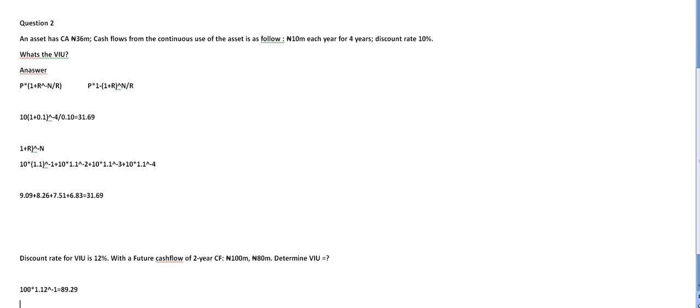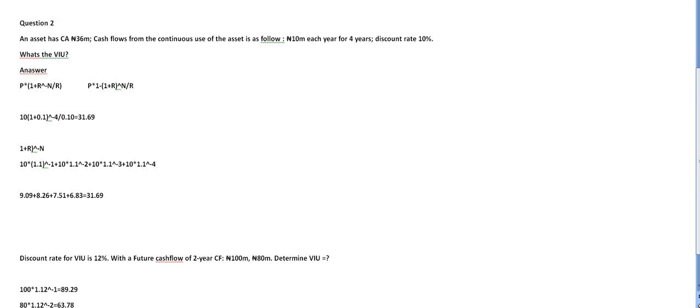And so the second one is now 80 multiplied by 1.12 raised to power minus 2. So 1.12 raised to power minus 2 will give us what? 0.7971. Multiplied by 80 gives 63.768, which is about 63.78.